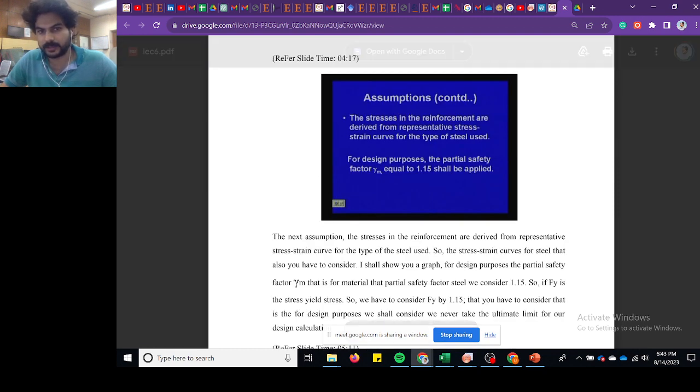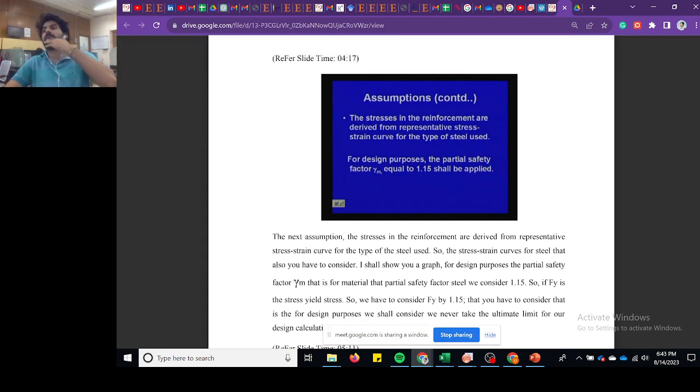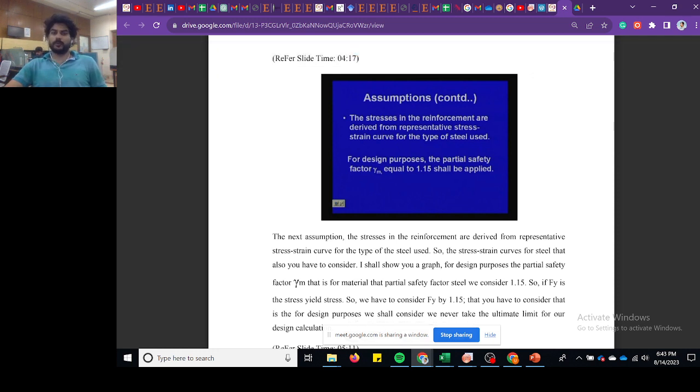The stresses in the reinforcement are derived from the representative stress-strain curve for the type of steel used. For design purposes, the partial safety factor equal to 1.15 shall be applied. So for steel it is 1.15. Does anyone know the partial factor of safety for concrete? 1.5, sir. Yes, correct, 1.5. So here it is 1.5 for concrete, and for steel it is 1.15, which is less.